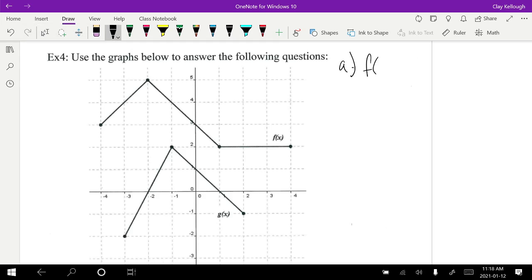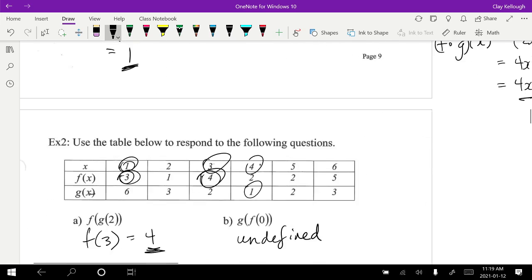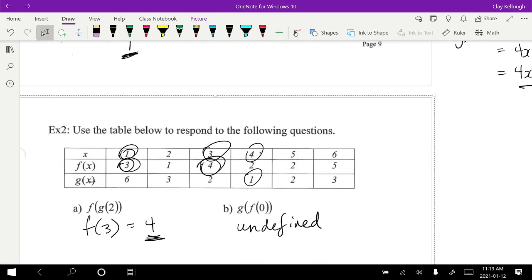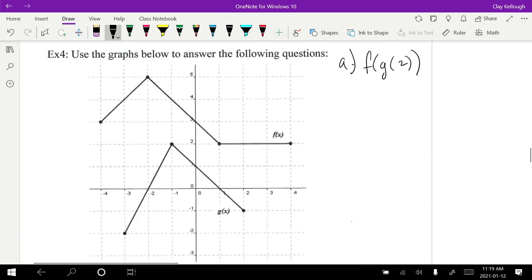A is f of g of 2. So this is actually just like this question here with the table that we did yesterday. If you weren't in yesterday's class, go back and watch yesterday's video to see how we do example 2. Otherwise, what we're doing right now isn't going to make much sense to you.